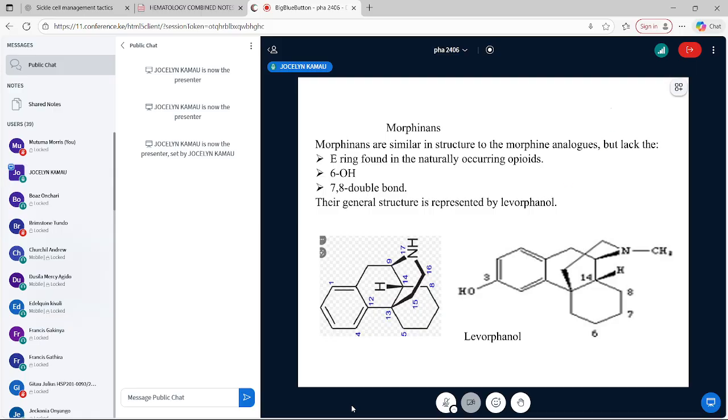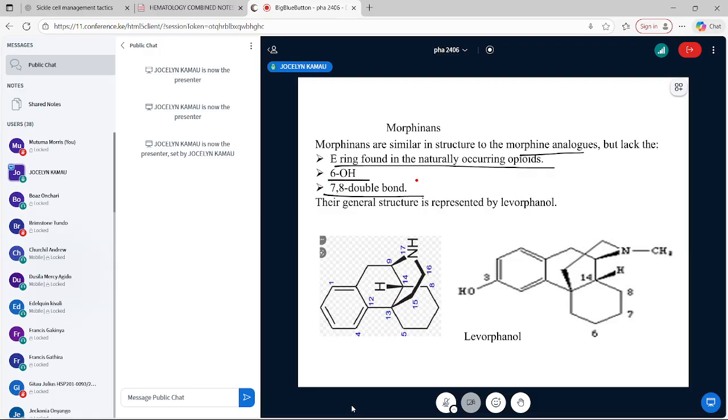So then we move on now to the morphinans. The morphinans are similar in structure to morphine analogs, but what do they lack? We know they lack the E-ring found in the naturally occurring opioids. They lack the epoxy ring. They lack the 6-hydroxyl group. They lack the 7-8 double bond. So when we look at the morphinans, they do not only lack the epoxy group, they lack the 6-hydroxyl group.